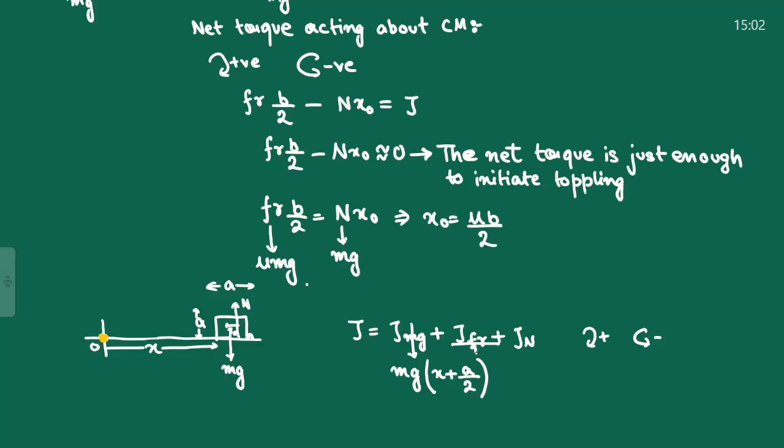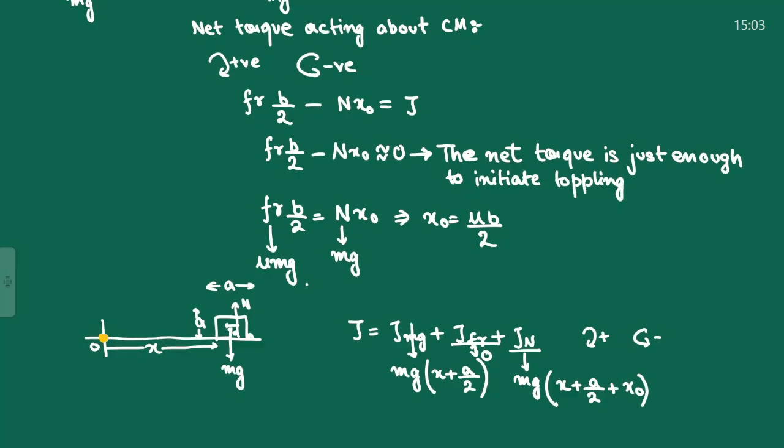Torque due to the friction force will be equal to 0. Why? Because the friction force acts along this line and the r vector is also along this line, so the angle between the friction force and the r vector is 180, and the torque is 0. Torque due to the normal reaction force: its value is mg, and it is shifted by this distance, which is x plus a by 2 plus x naught. So mg into x plus a by 2 plus x naught.